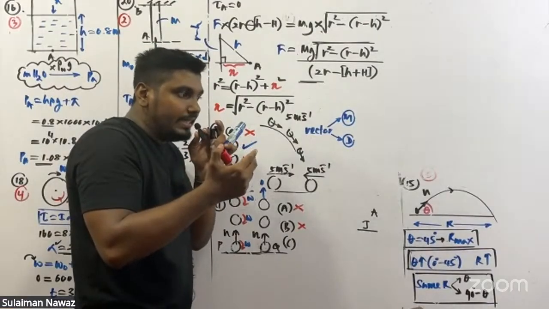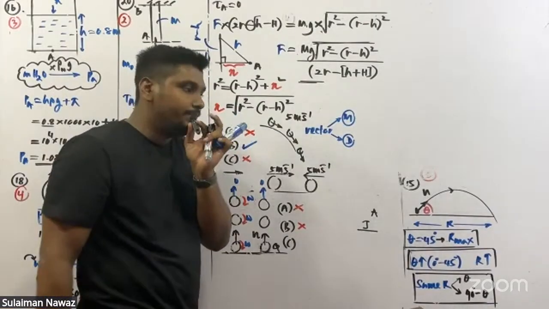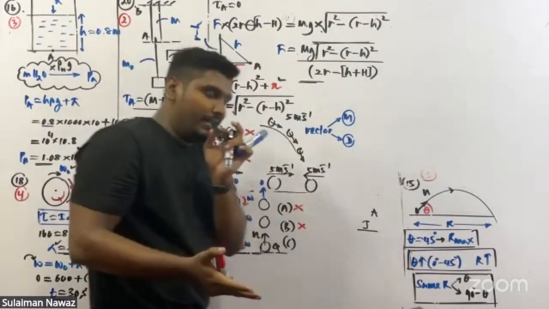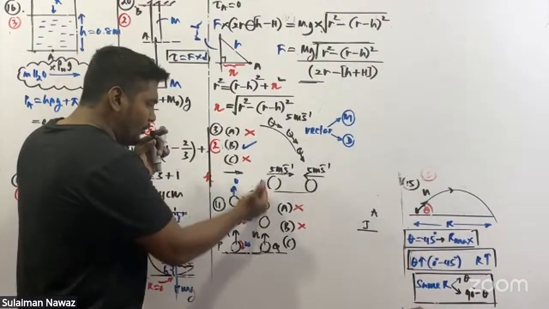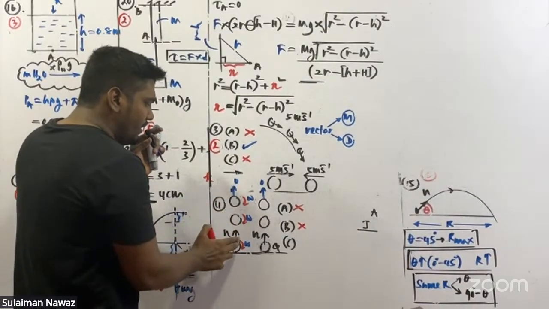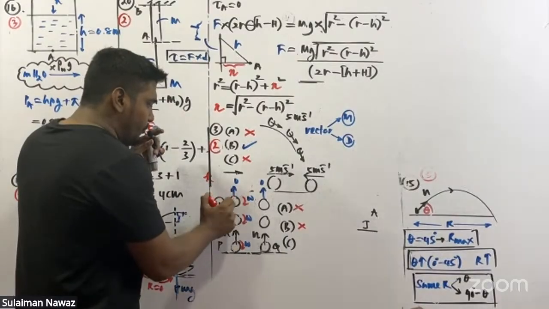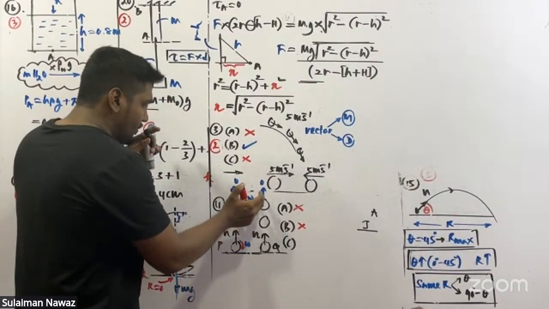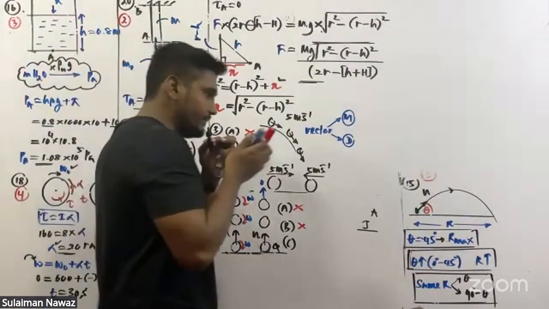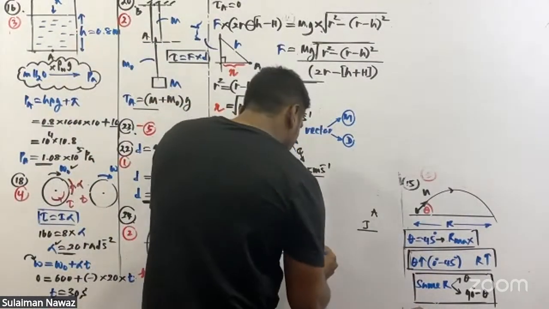P and Q will reach the floor at the same time. That's correct. Because for the vertical motion, the rotational motion has no impact. At the same time both of them reach maximum height, so both will return to the same ground at the same time. C is correct. Therefore, only C is the answer.